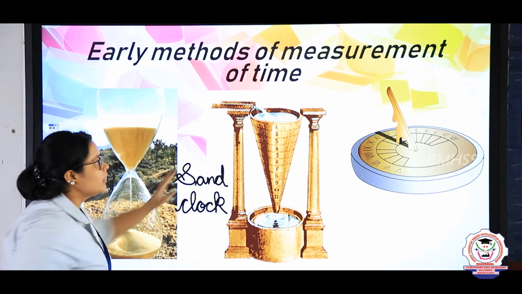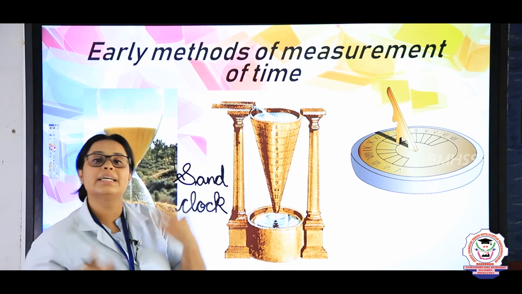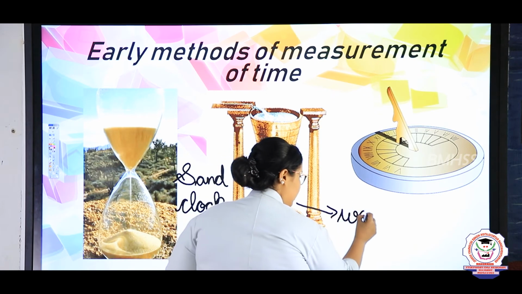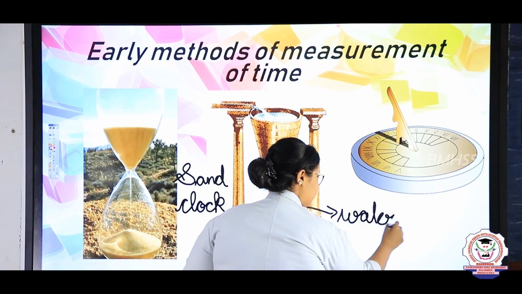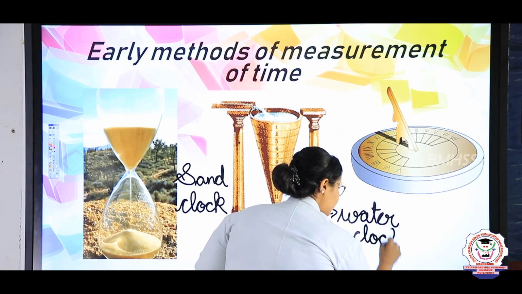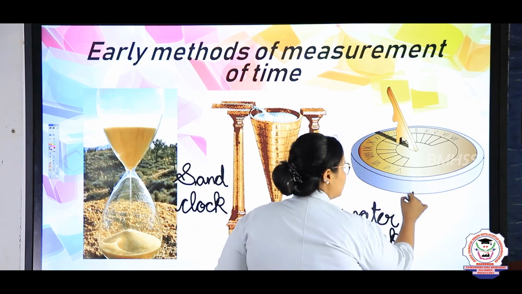The second one, here we are using water, and due to the evaporation of water, the time is getting converted. That is why we are calling this a water clock. And the last one here is known as the sundial.